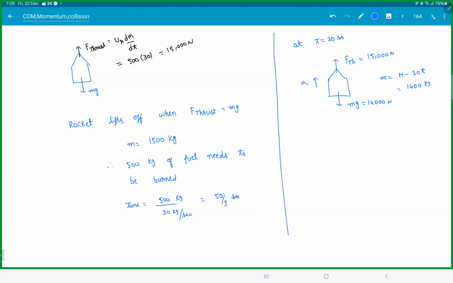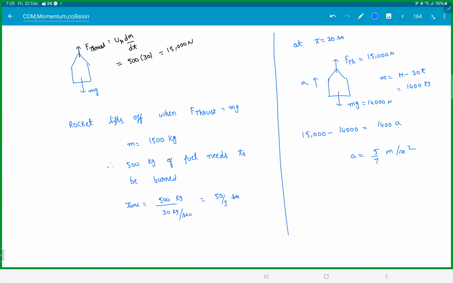And it is accelerating. So we can say 15,000 minus 14,000 is equal to 1400 a. The a will be 5 by 7 meter per second square. Check it out. 1000 by 1400, no?